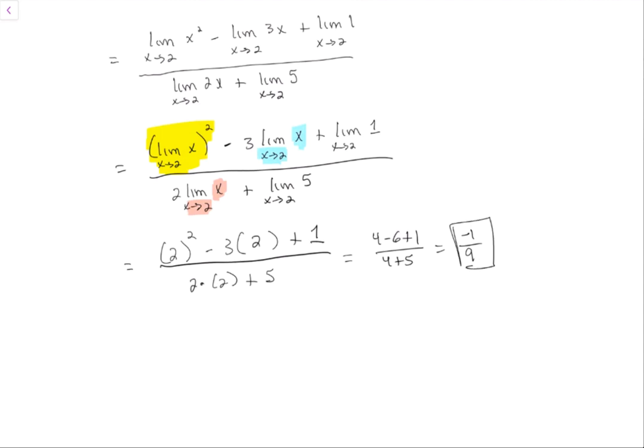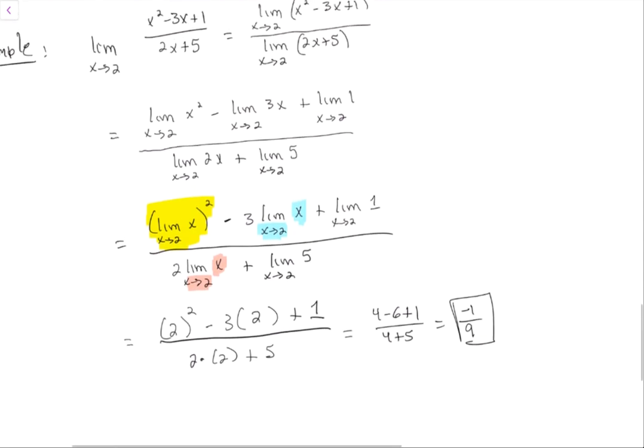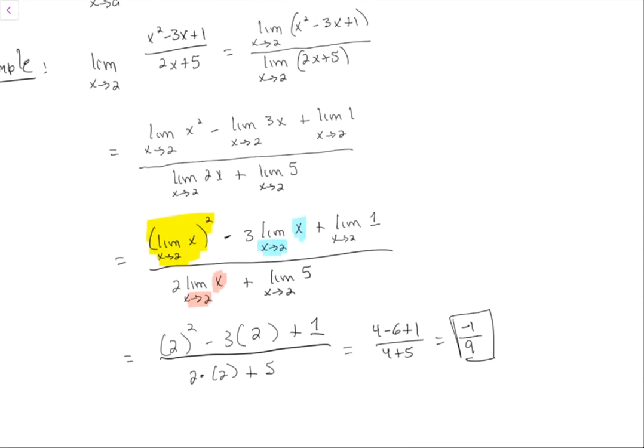Alright, so this example, if we take it step by step, we illustrate each of those limit laws. Limit of a quotient is a quotient of the limits, and then the limit of a sum or a difference is the sum or difference of the limits, and then we used pulling the constant out of the limit process, and then in the end we used the direct substitution rule.